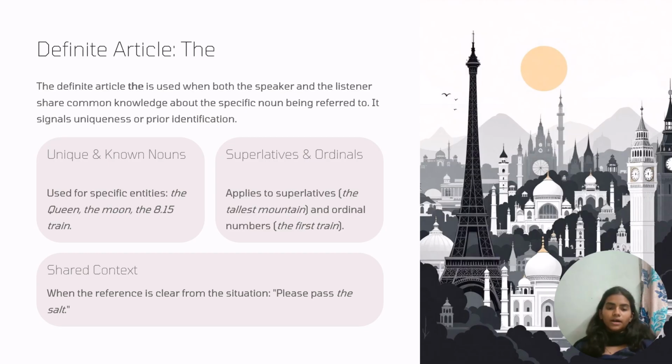Superlatives and ordinals. The applies to superlatives, for example, the tallest mountain, and to ordinal numbers, the first train. Shared context: when the referent is clear from the situation, for example, please pass the salt.